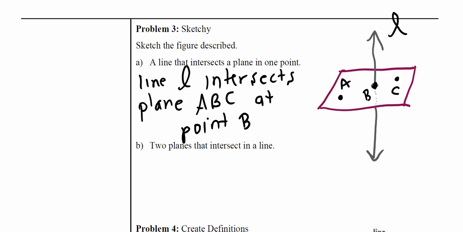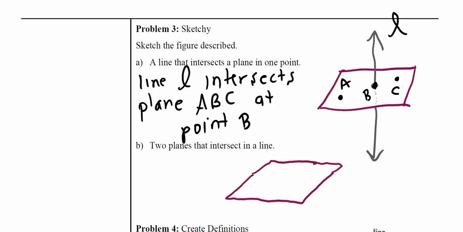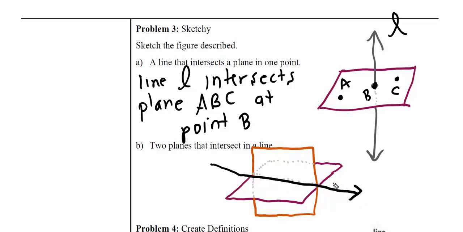Let's go ahead and look at part B, two planes that intersect in a line. Let's start off with our first plane. And then let's go ahead and draw another plane that intersects it. Most impressive. So we have these two planes that are cutting into each other, and you'll note that where they intersect is going to be this line right here going through there. So we have line L that's formed because these two planes cut into each other.